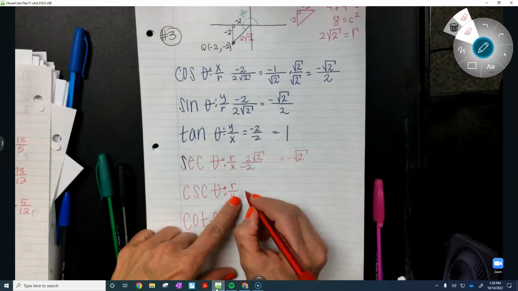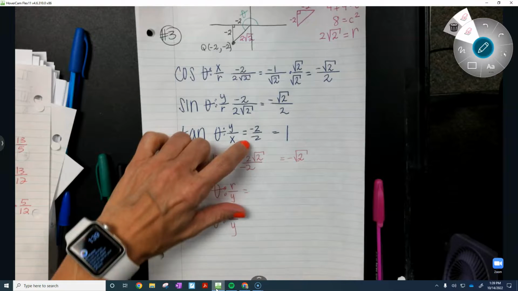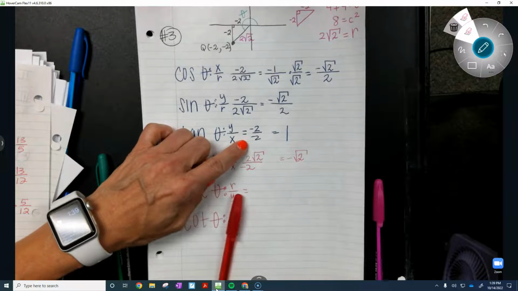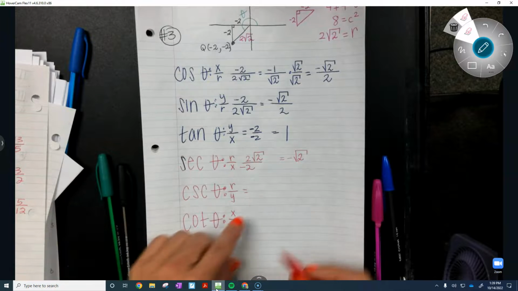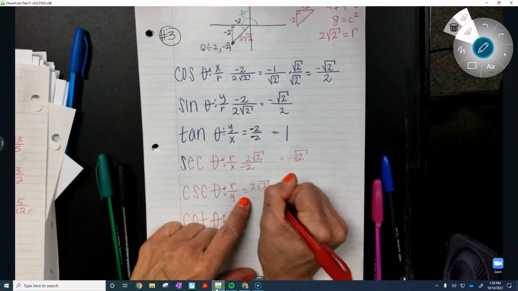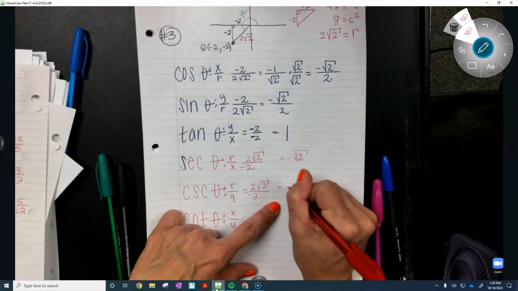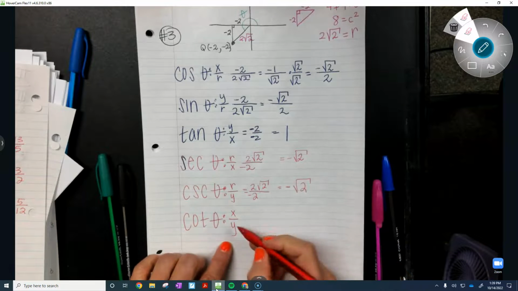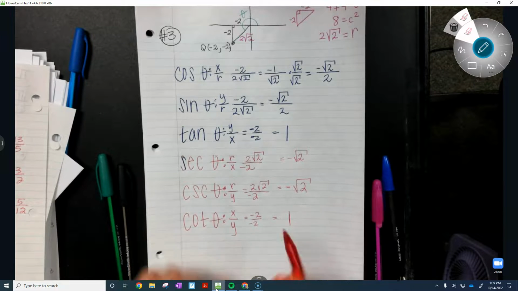What about cosecant? What is that going to be? Same thing. Write it down. Isn't that a -1? Well, it was a negative divided by negative. -2 divided by -2. Okay, so again, the radius was 2 root 2 here. Y was the same thing as x. So we ended up with negative root 2. And x divided by y, again, something divided by itself is a positive 1.